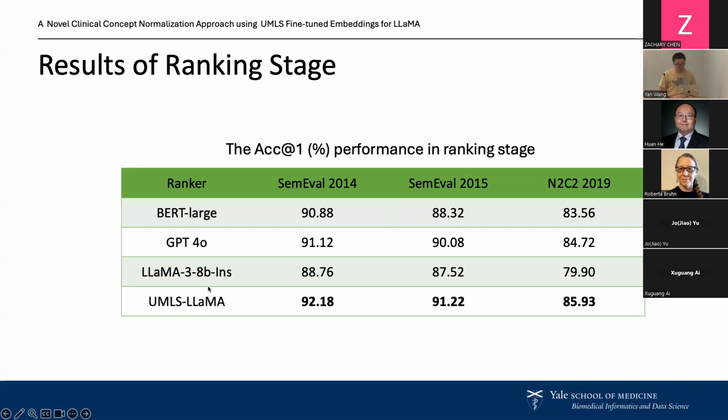This table presents the performance of different re-rank models on these 3 datasets, measured by accuracy and F1. Among these models, the UMLS-LLaMA consistently outperforms the others, achieving the highest accuracy and F1 score across all datasets. The GPT-4o model follows closely, particularly on the SemEval dataset, with accuracy and F1 scores of 91% and 90% respectively.